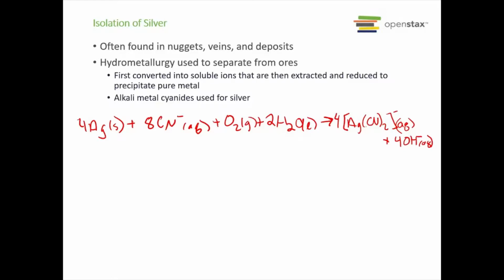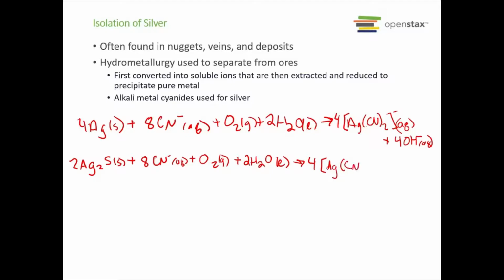Another one that might happen when we have a silver ore is Ag2S. So now this one's an ore instead of just some pure silver. Same thing with the cyanide ion plus oxygen and water. And then we get the ion, the silver cyanide complex. In this case, we also get elemental sulfur and hydroxide.